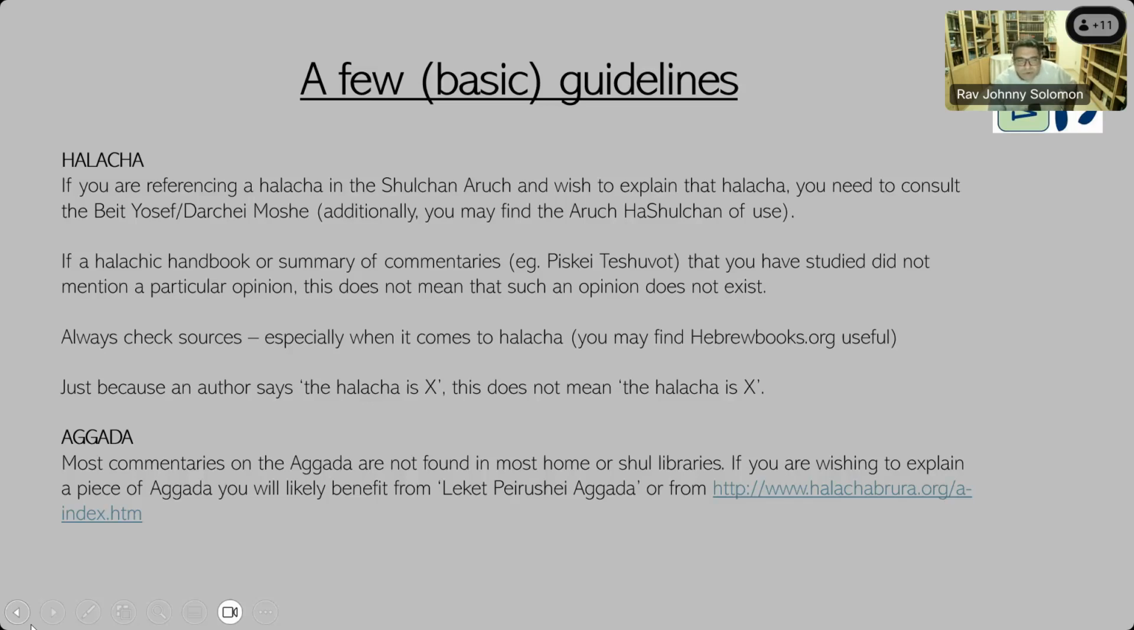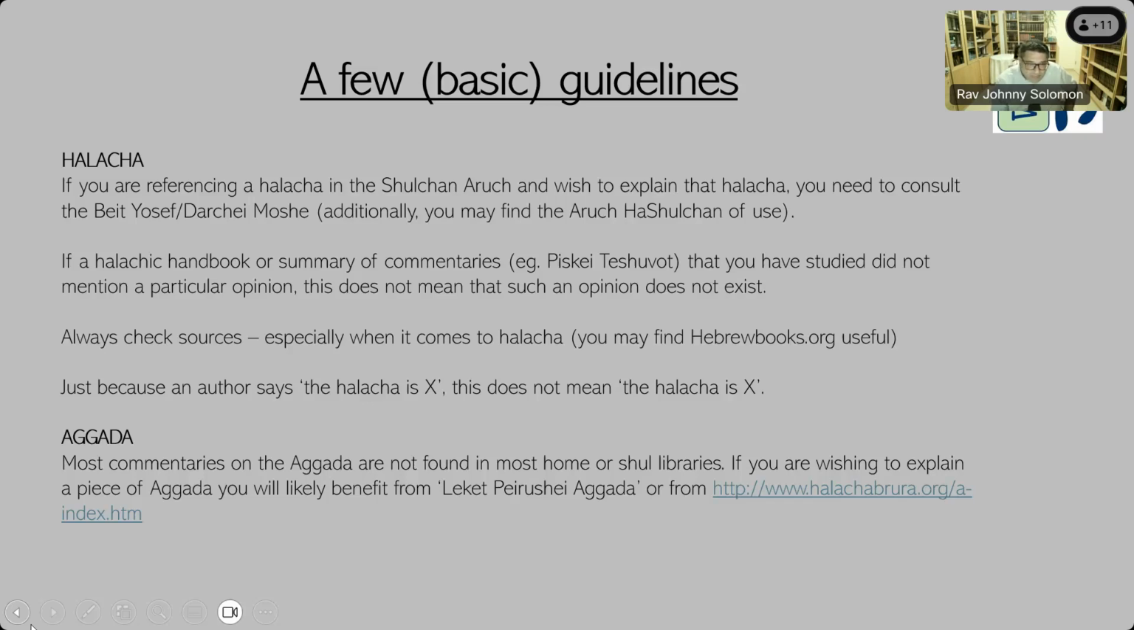Rule number 2, if you're giving a halacha shiur, by the way, this is just a collection of rules. If a halachic handbook or summary of commentaries, for example, the Piskei Teshuvot, which is a modern summary of commentaries on the Orach Chaim section of the Shulchan Aruch, did not mention a particular opinion, this does not mean that such an opinion does not exist. What it means is the author of that handbook did not necessarily either know of that additional opinion or was not particularly interested in that particular opinion.